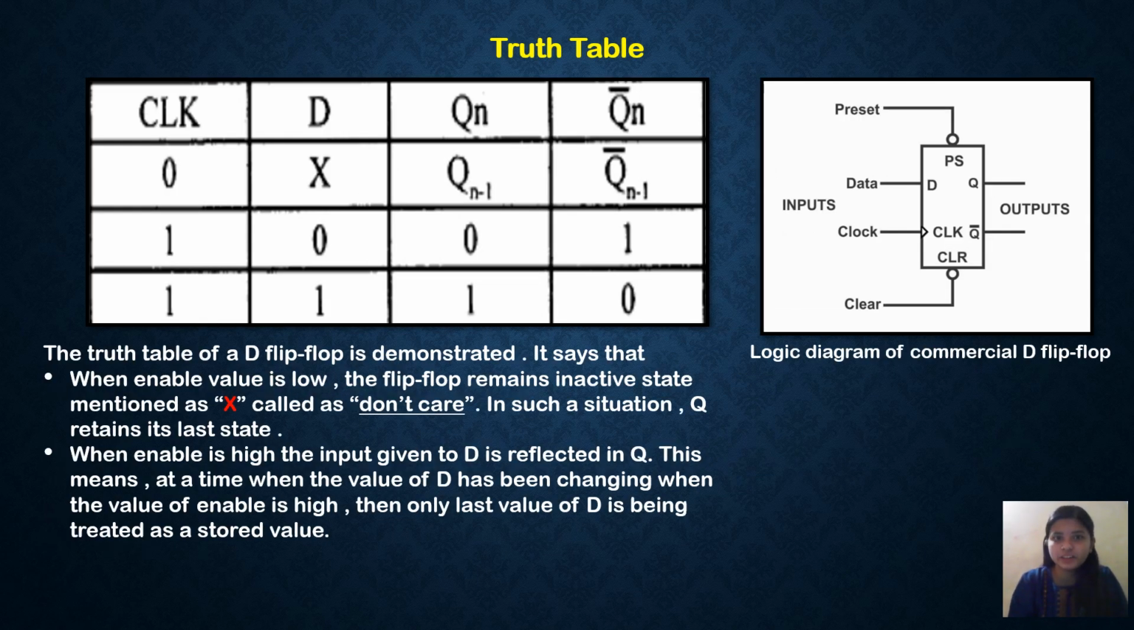Here's the truth table of D flip-flop. The flip-flop is active only when the clock is at high or 1. When the clock pulse is at low or 0, the input data is not received by the flip-flop, hence mentioned as don't care. But the output Q retains its previous state. When clock pulse is at high, the data input is reflected in Q. That means when the clock pulse is at 1, data is at 0, output Q is 0. Similarly, when the clock pulse is at 1 and data input is 1, the output is also 1.